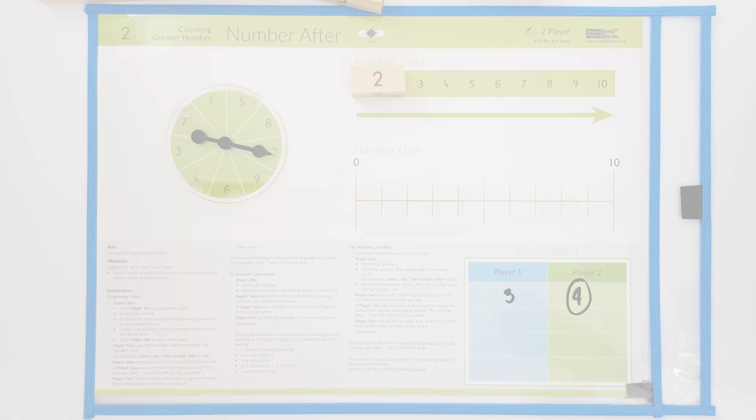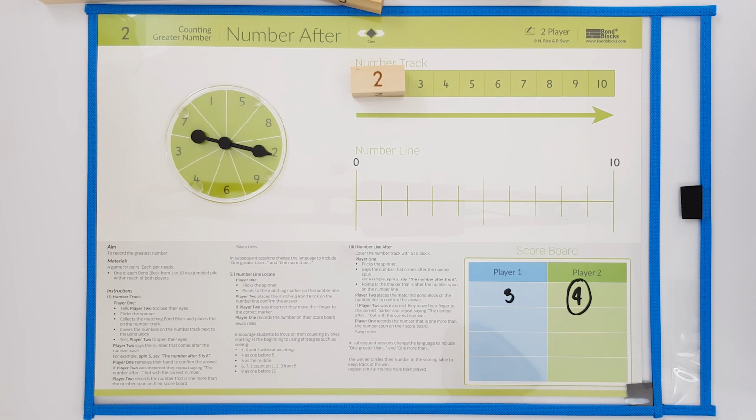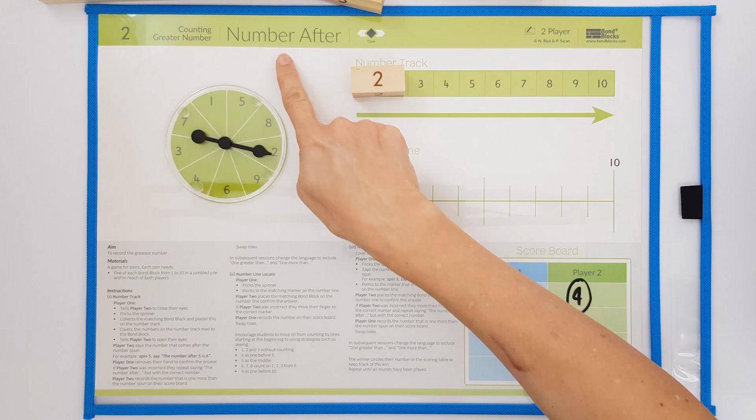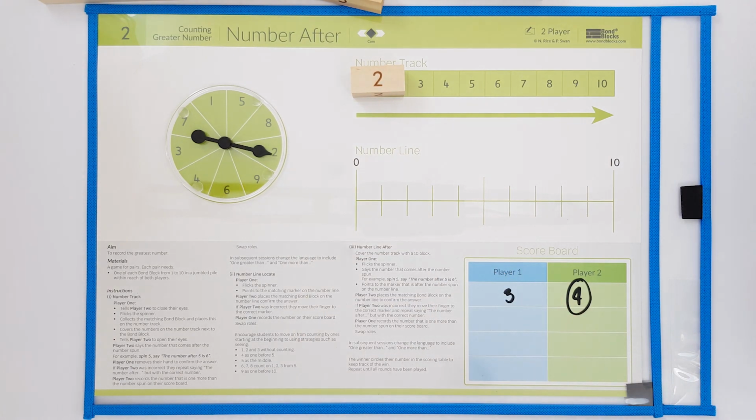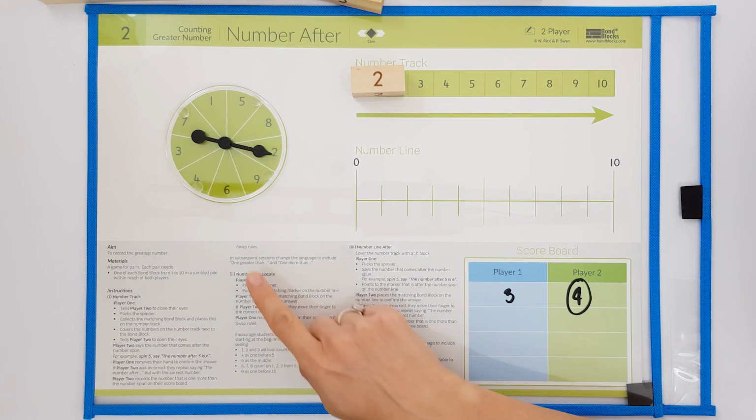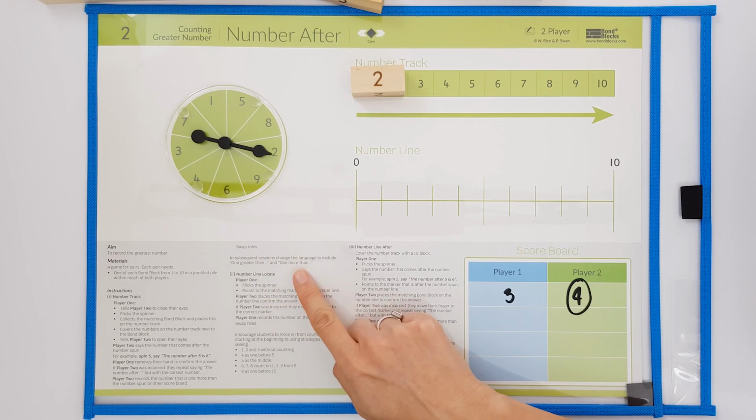Yay. When you have completed the activity and children have developed fluency saying the number after, repeat the activity using the words 1 greater than or 1 more than.